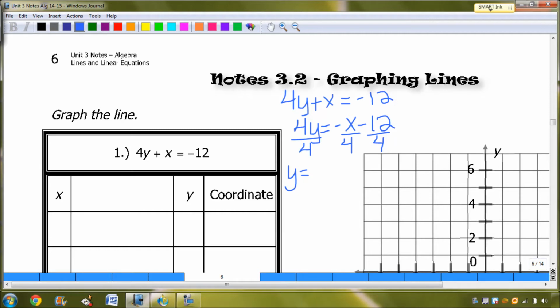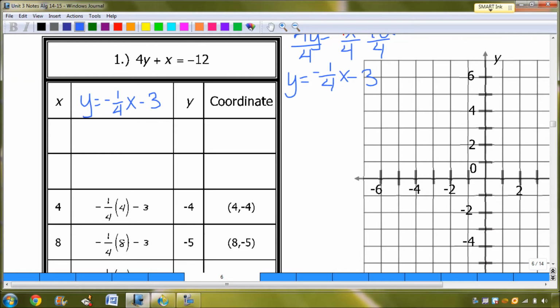Now, normally we would take this whole thing and divide it by 4, but I want to know what each individual term is, so I'm going to divide everything by 4. This is going to help me out with this graph right here. So I end up getting negative 1/4 x, because remember there's an invisible 1 right in front of this x, and I can't divide it out evenly, okay? Minus 3. So that's what I'm going to fill in right here. Y equals negative 1/4 x minus 3. I'm going to get that y by itself. I've done that. Now that I've gotten the y by itself, it makes things so much easier for me to be able to graph out my information.